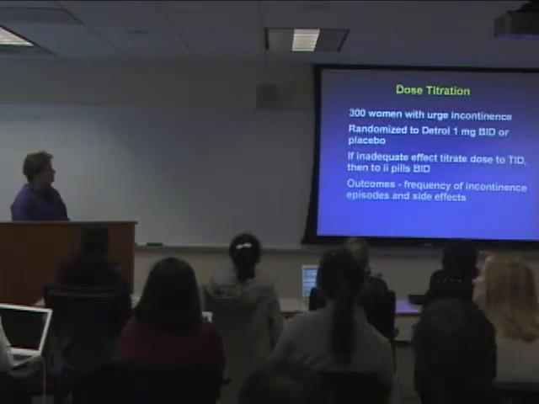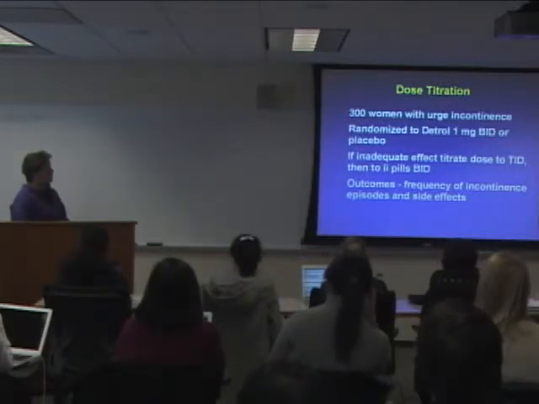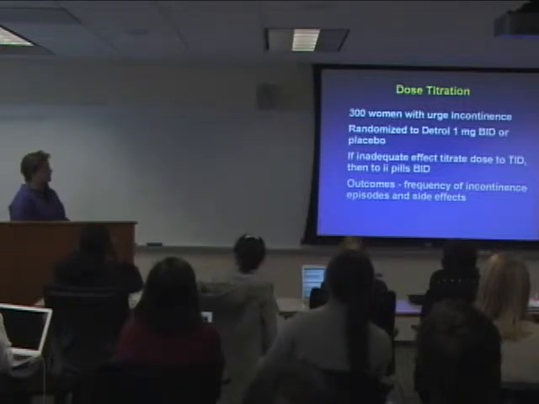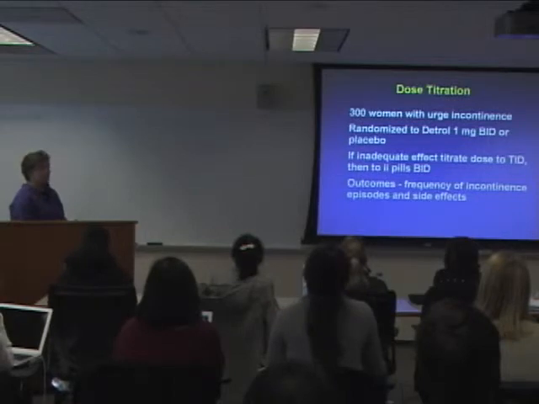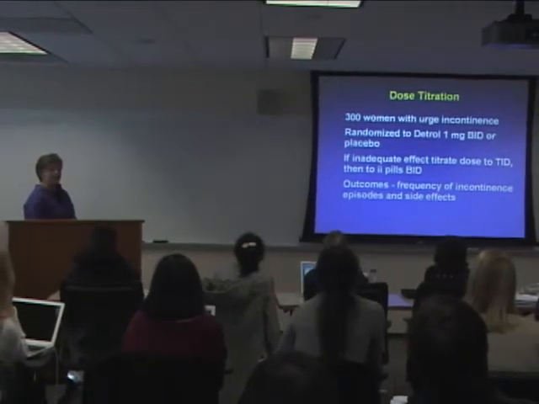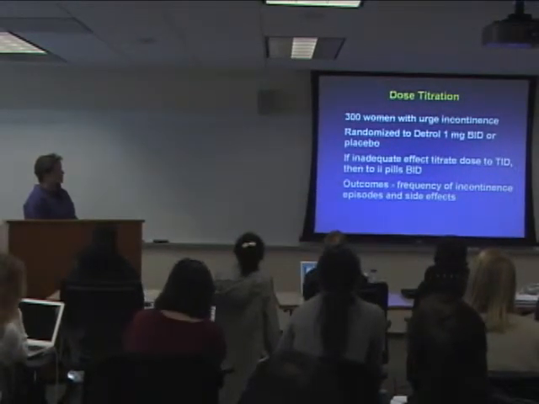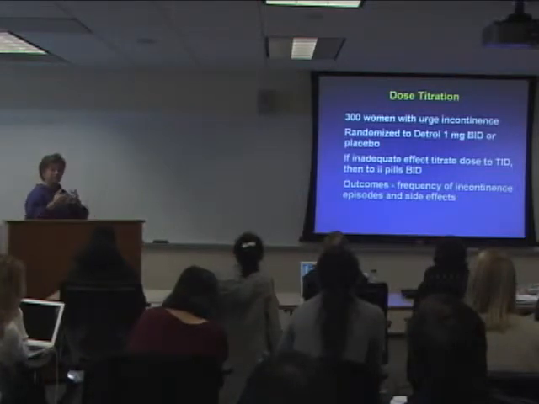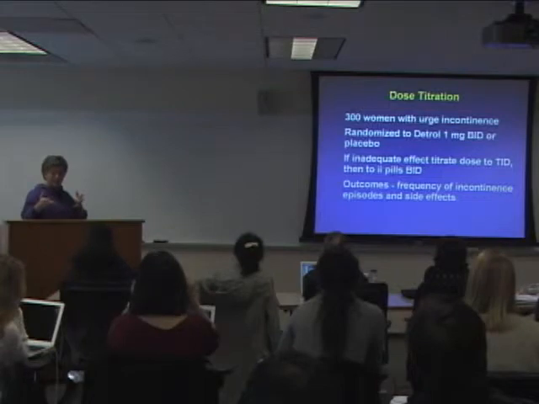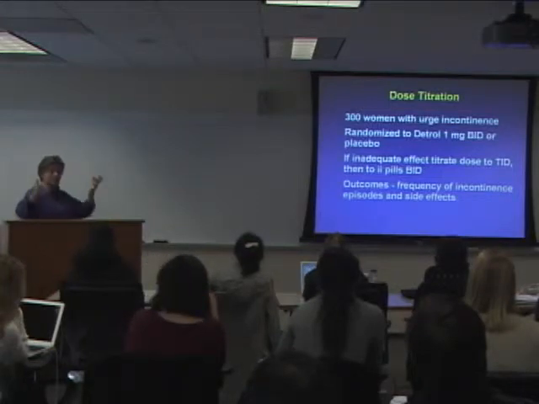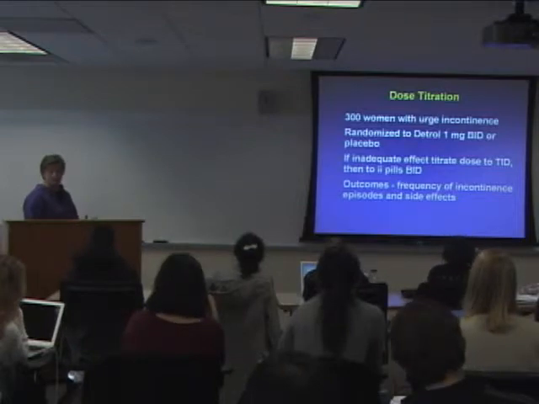Here's one in which they treated women with urge urinary incontinence, and they randomized them to Detrol, which is now approved for treatment. You have a milligram twice a day or placebo, and then if after 3 weeks that was inadequate, you'd go up to 3 times a day. And everybody, if you're in a placebo group and you had inadequate relief, you go up as well. So you just raise both groups. So that's the kind of common way you titrate a pill anyway.